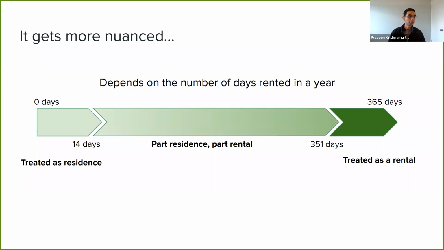On the other end of the spectrum, on the right side here, what happens if you are treating this mostly as a rental? You're staying in this home for less than 14 days in a year. It's almost always rented out. Then it acts as a rental, and it looks a lot more like a directly owned real estate investment, which we're going to cover in the next episode of this webinar series. And in between these two extremes, it acts as a part rental, part residence, and it gets a lot more hairy in terms of taxes.